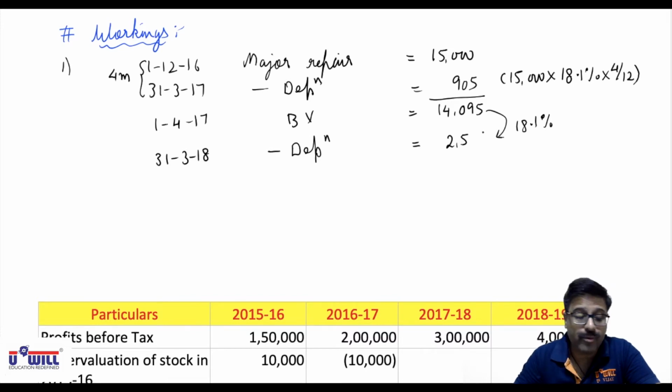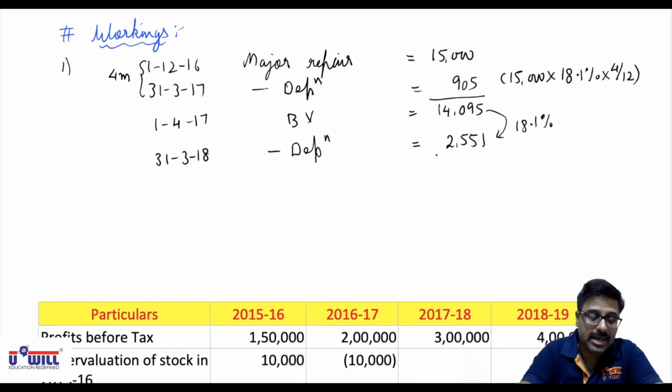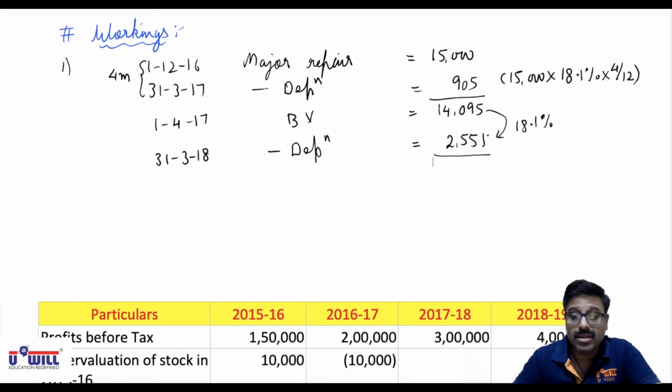So 14,095 into 18.1% is 2511.19, means 2551. Okay, so that comes to 14,095 minus this. If you subtract, you get 11,543.8. So 544, 11,544. This will be the book value on 1/4/18. One more year, 31/3/19, 3 years we have to provide that year as well as subsequent 2 years depreciation.